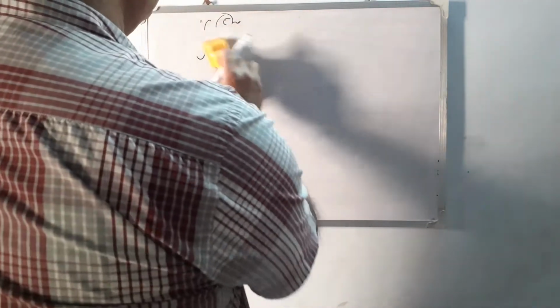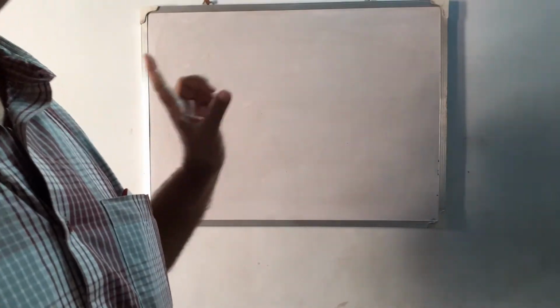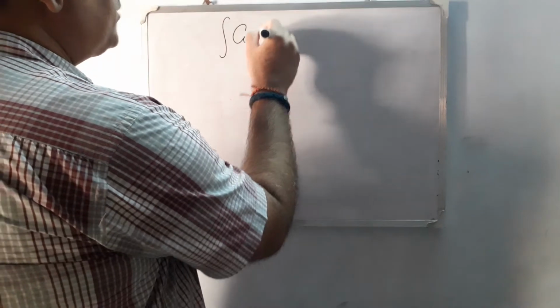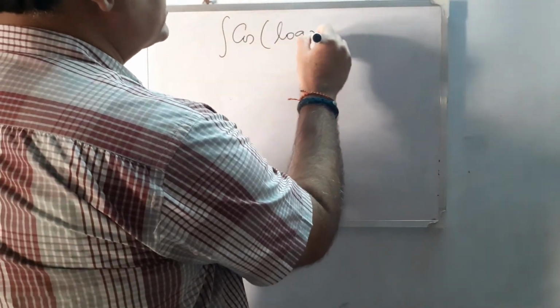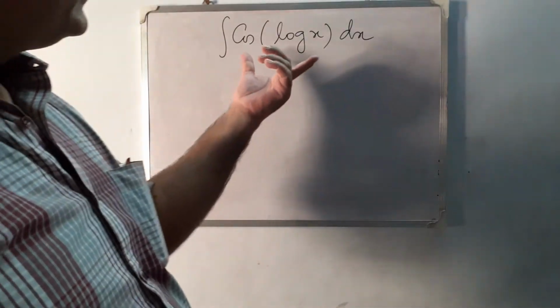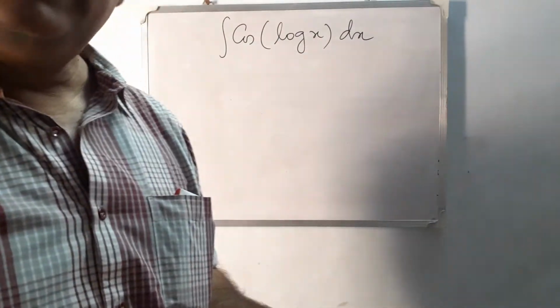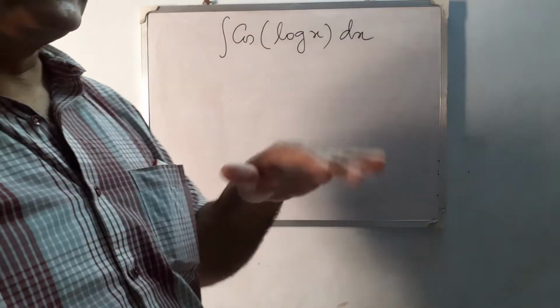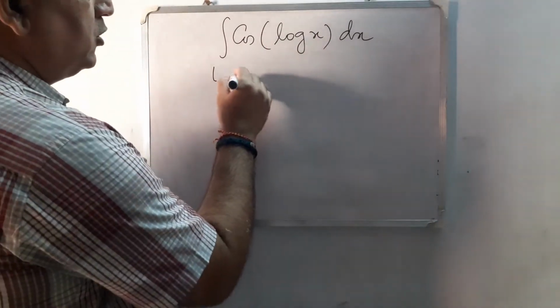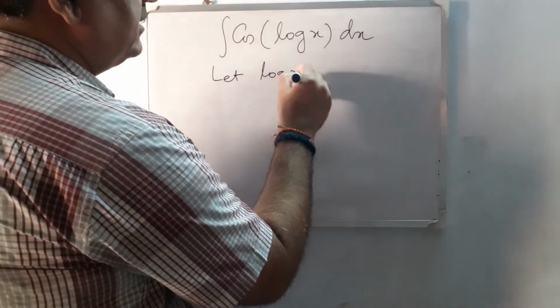Whereas similarly we have few problems which are not visible in this form but they are of this form. For example, integral cos log x dx. They are very, very important problems. Some people directly use IBP to solve this problem, but it is advisable to take log x as z. Let log x be z.